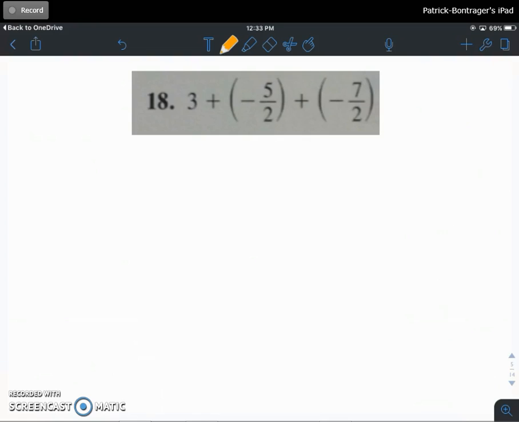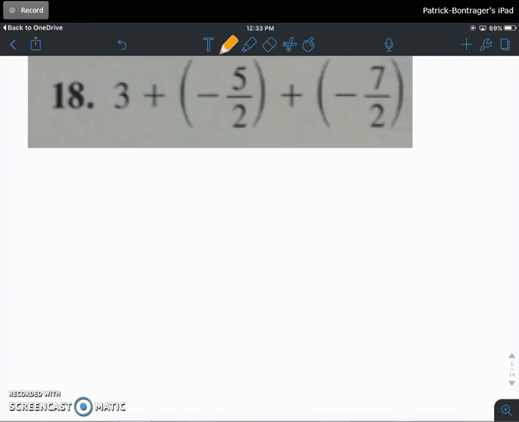Alright, we've got to learn real quick how to add fractions. We're going to continue to work on this in another video, but we're going to do it here. So I can write any whole number as a fraction by just putting it over 1. Would everybody agree that 3 divided by 1 is 3?